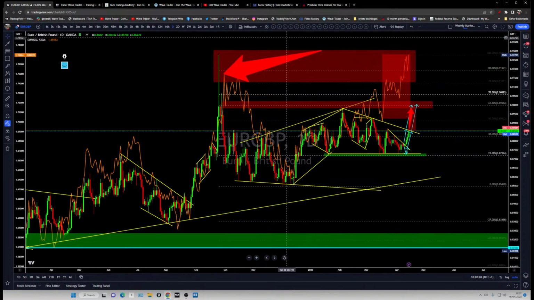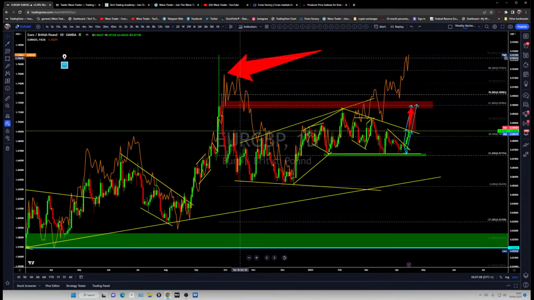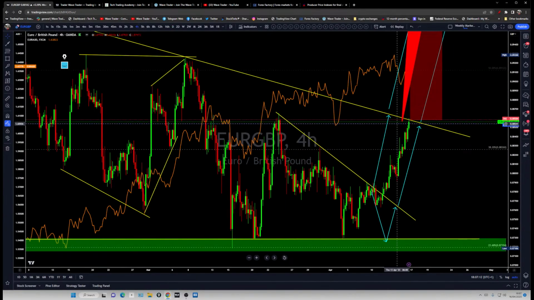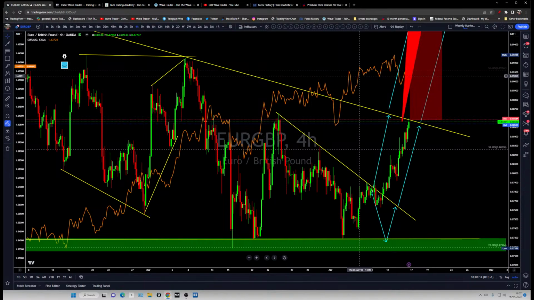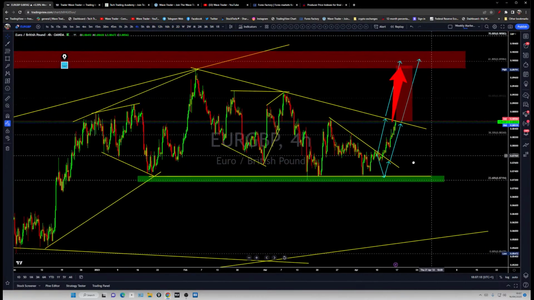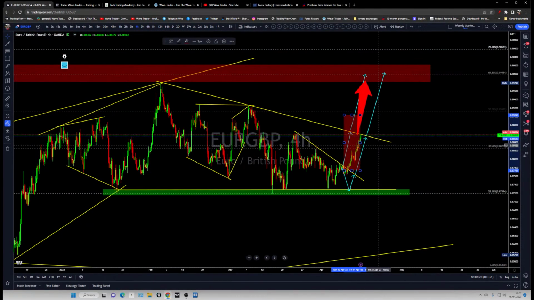Once you're going to see the euro pound, all right. Last week we were expecting it to continue. What was the reason for this to continue to keep pushing higher? How did I know that the euro was going to continue to keep pushing higher?